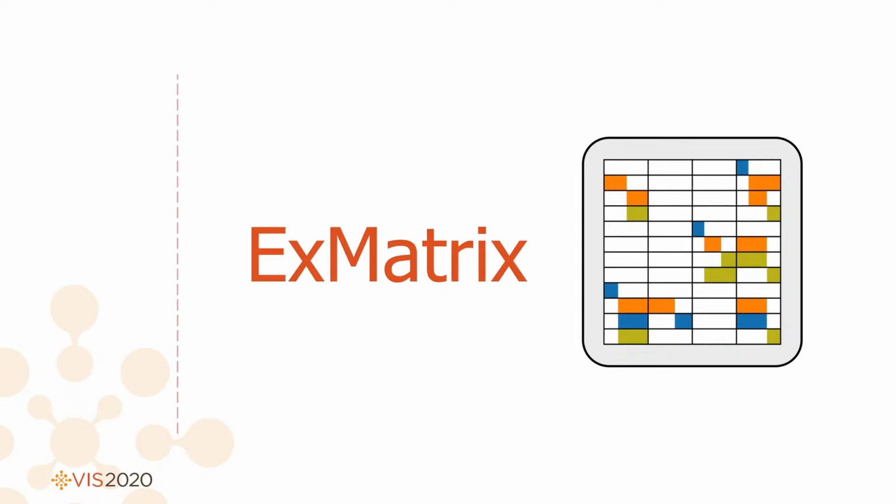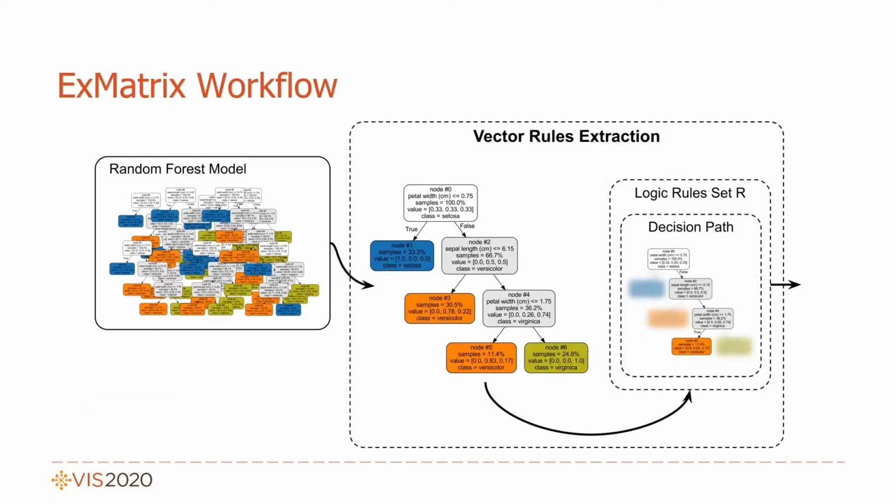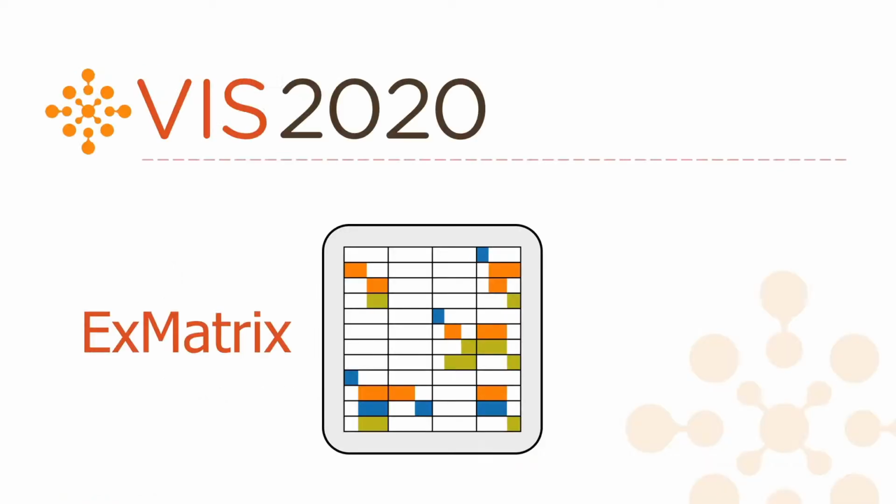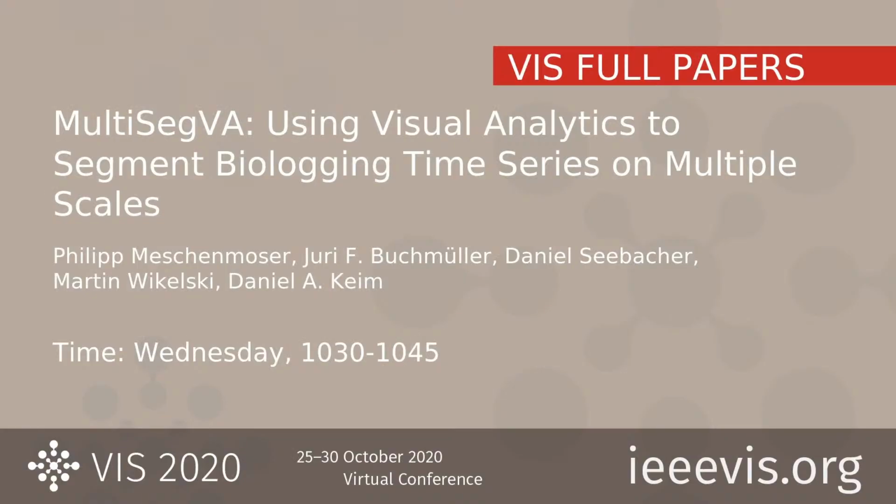We propose X-matrix, a novel method for random forest interpretability. From a random forest model, a logic rule is extracted from each decision path on every decision tree. Once the complete set of logic rules is obtained, visual representations can be built for global and local explanations. X-matrix, making random forests interpretable.